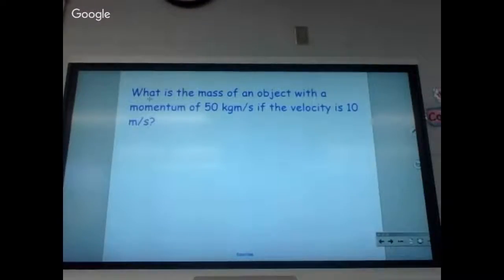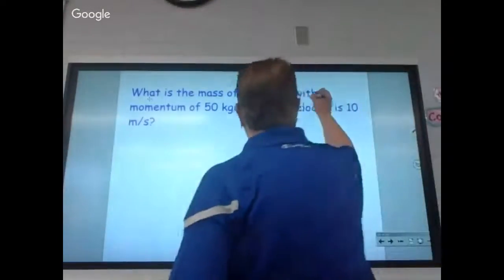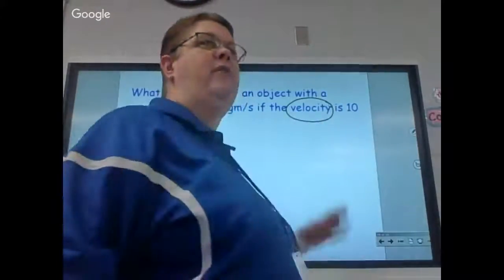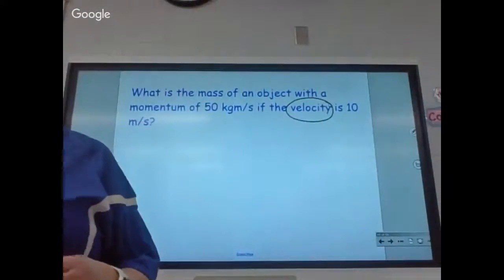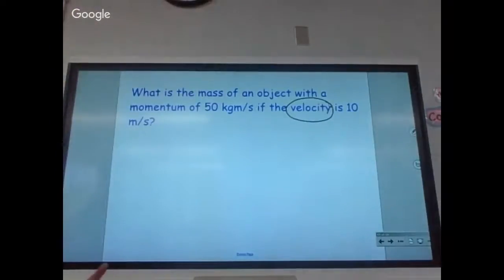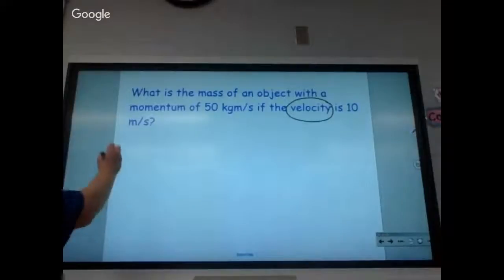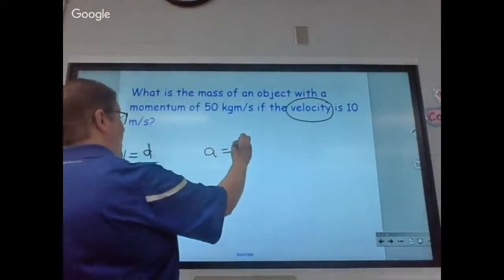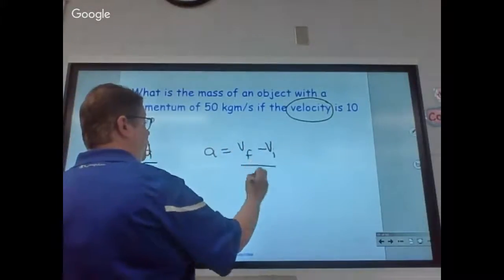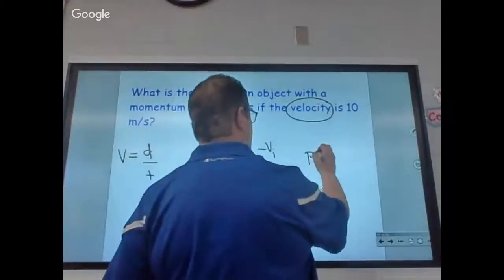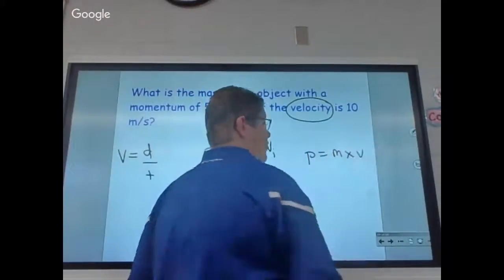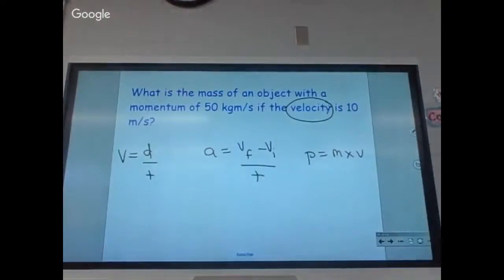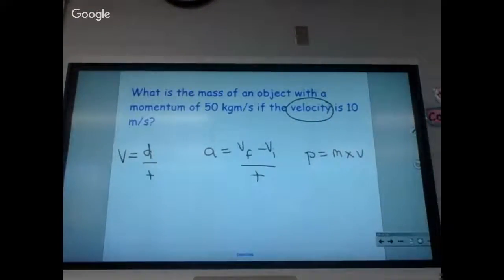Okay. Now, when you look at it, you really said velocity. Velocity is not a bad word. But how many formulas do we have that have velocity in them? I said, what's the key word in the question? Velocity equals distance over time is one formula we have. We have A equals VF minus VI over T is another formula we have. And yesterday we learned P equals M times V. Those are the three formulas you have so far that have velocity in them. So if your rally says the key word is velocity, which one of those three do we want?